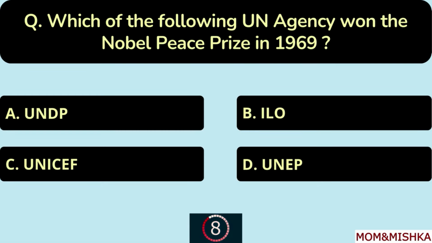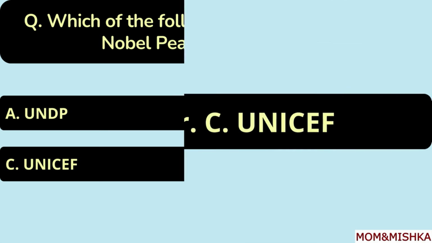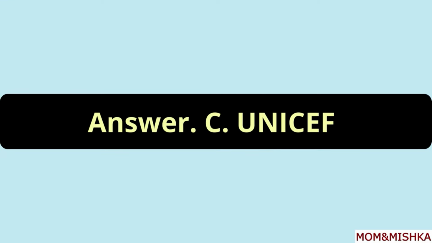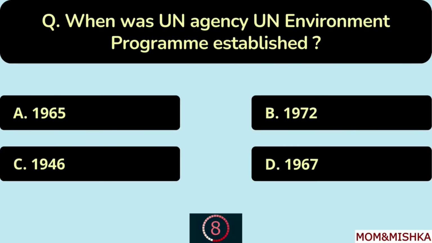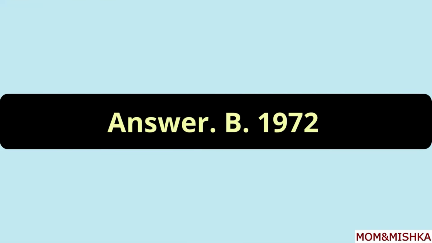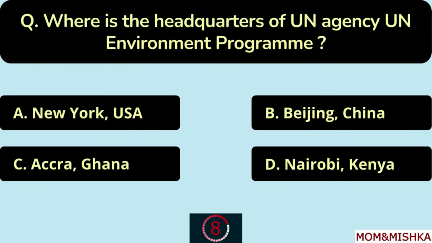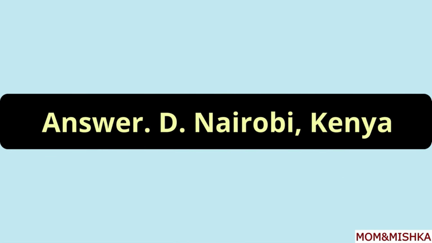Which of the following UN agencies won the Nobel Peace Prize in 1969? Option C, UNICEF. When was the UN agency UN Environment Programme established? In year 1972, option B. Where is the headquarters of the UN Environment Programme? It's in Nairobi, Kenya. Option D.